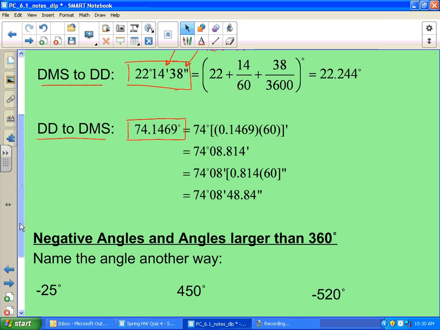This 0.1469 number, the decimal part of the decimal degree. We leave the 74 as a 74. That becomes the degree number. We take the decimal part, 0.1469, and to make it into minutes, where the other time we were dividing by 60, now we're multiplying by 60. So that's what happens here. So 0.1469 times 60 produces this.